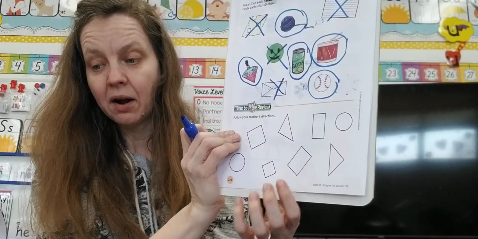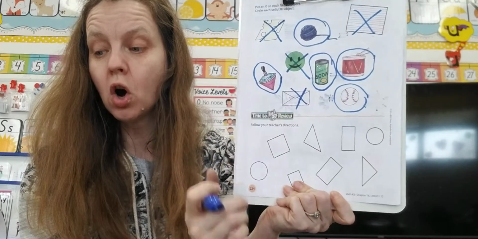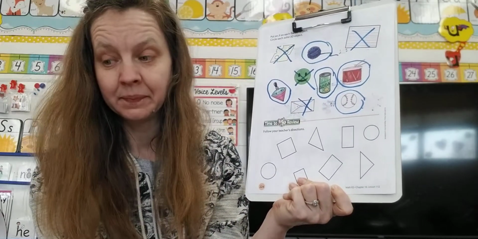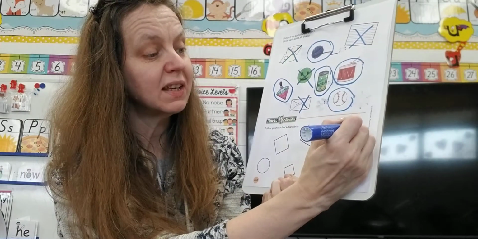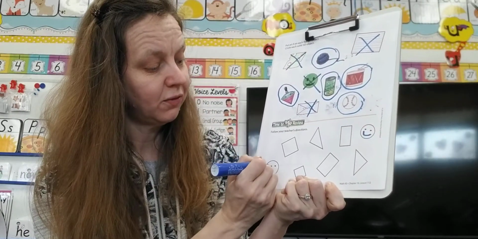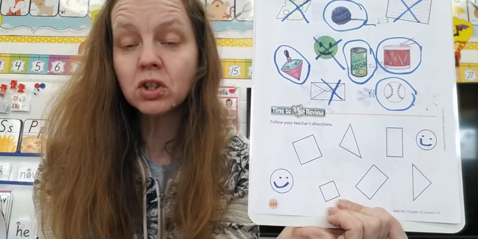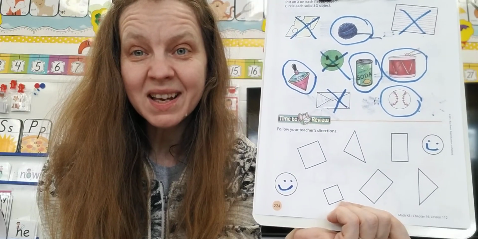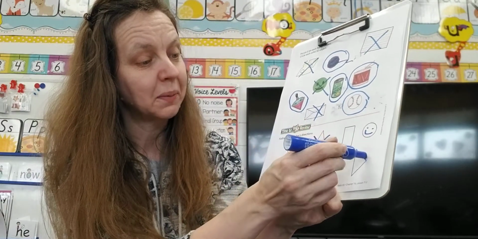All right, down here at the bottom, let's see what it's going to tell us to do. It says, what shape has no corners and no straight sides? A circle. Good. Put a smiley face in each circle. What shape has 3 corners and 3 sides? Triangles. Good job if you guessed a triangle. Cross out the triangles.